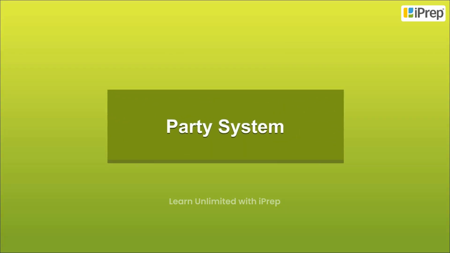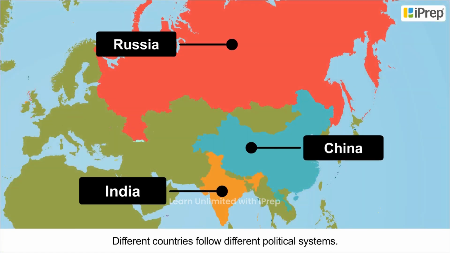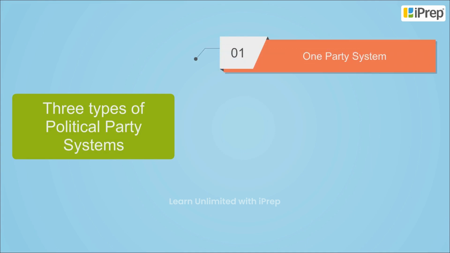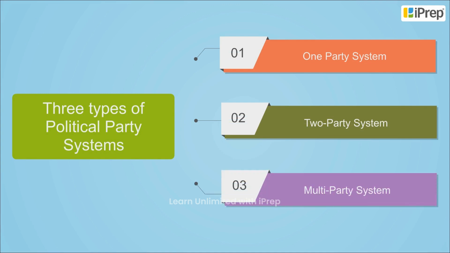Party system. Different countries follow different political systems. There are three types of political party systems, namely, one-party system, two-party system, multi-party system.